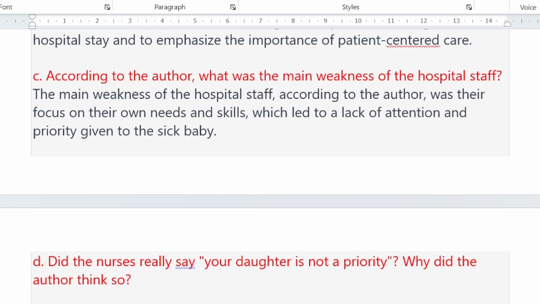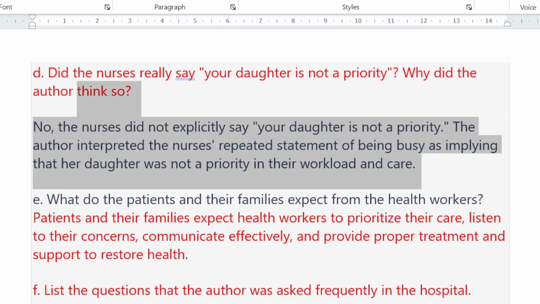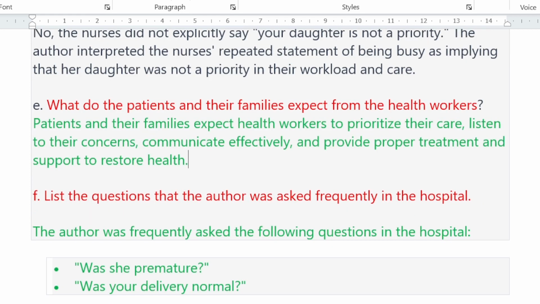According to the author, what was the main weakness of the hospital staff? The main weakness of the hospital staff, according to the author, was their focus on their own needs and skills, which led to a lack of attention and priority given to the sick baby. Did the nurse really say your daughter is not a priority? Why did the author think so? No, the nurse did not explicitly say your daughter is not a priority. The author interpreted the nurse's repeated statement of being busy as implying that her daughter was not a priority in their workload and care.